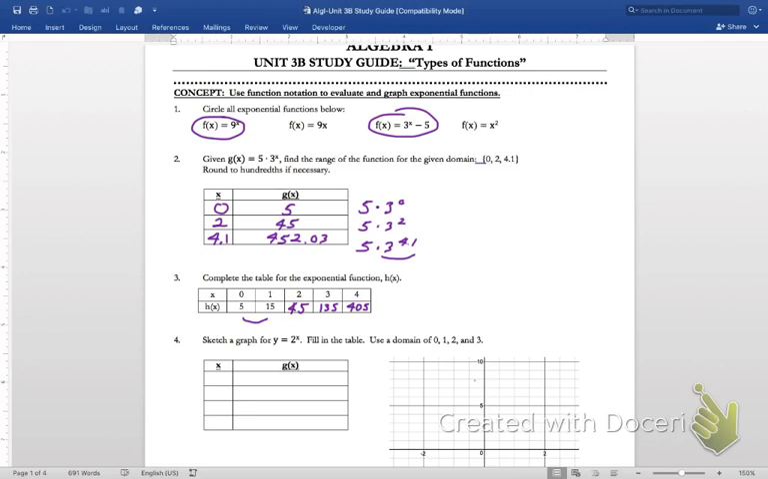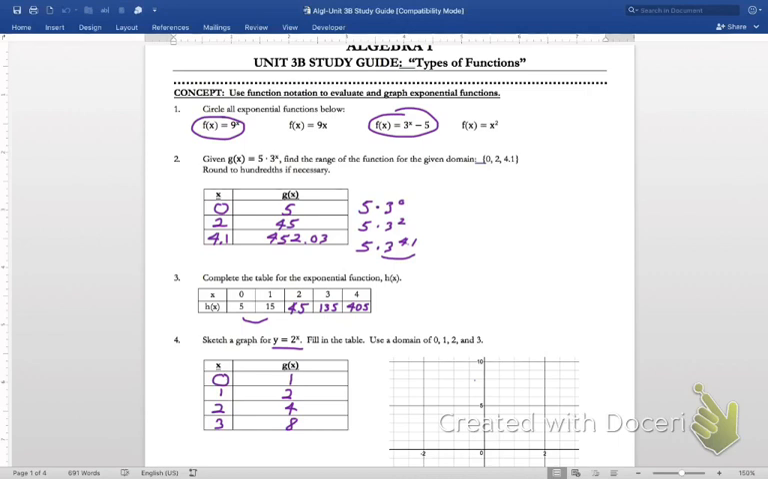Next, we want to fill in the table using the domain of 0, 1, 2, and 3. And then we're going to make a graph. For the function 2 to the x, it'll be 2 to the 0, which is 1, 2 to the first, which is 2, 2 to the second, which is 4, and 2 to the third, which is 8. Now that gives me ordered pairs (0, 1), (1, 2), (2, 4), and (3, 8).